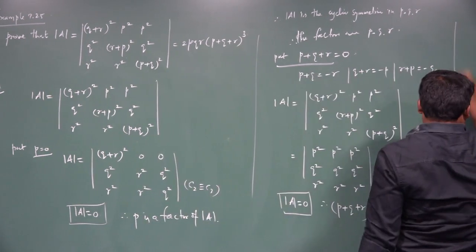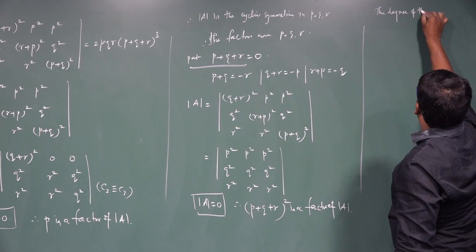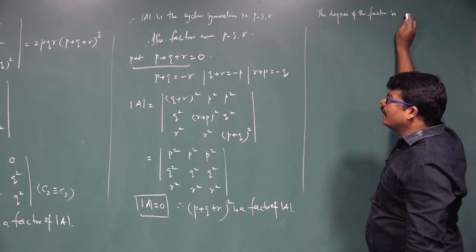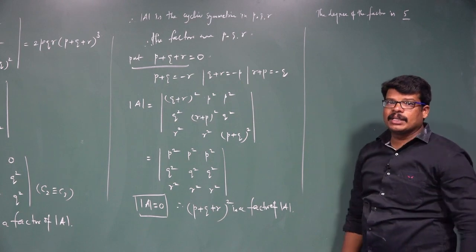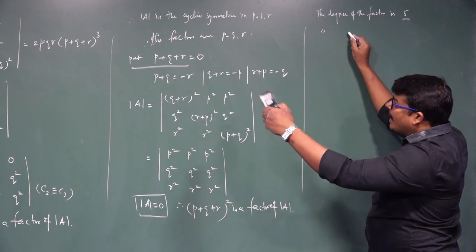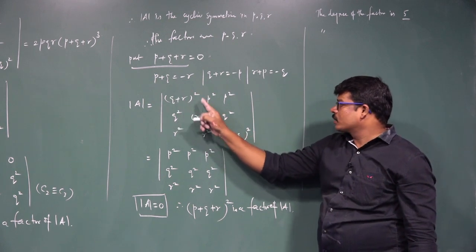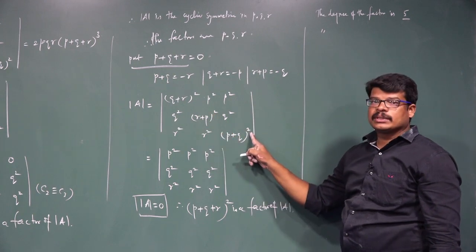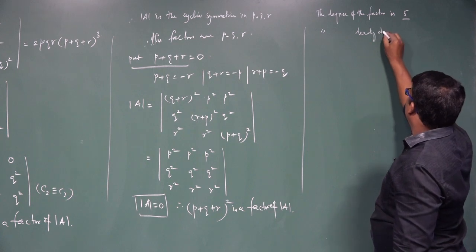Next one, the degree of the factors. The degree of the factors P, Q, R is 3. 3 plus 2, the degree of the product of the factors is 5. The next one, the degree of the product of the leading diagonal elements. The leading diagonal elements are Q plus R whole square, R plus P whole square, P plus Q whole square. That is 2 plus 2 plus 2, 6.